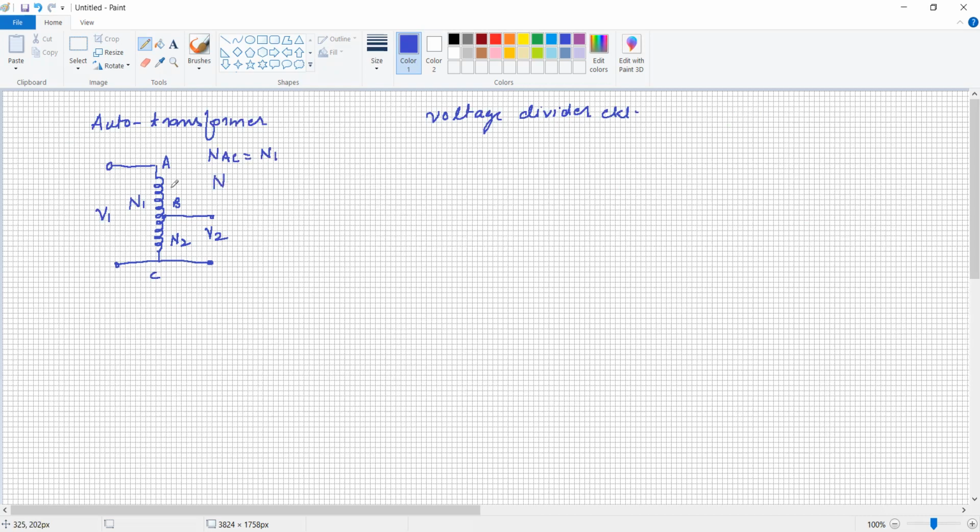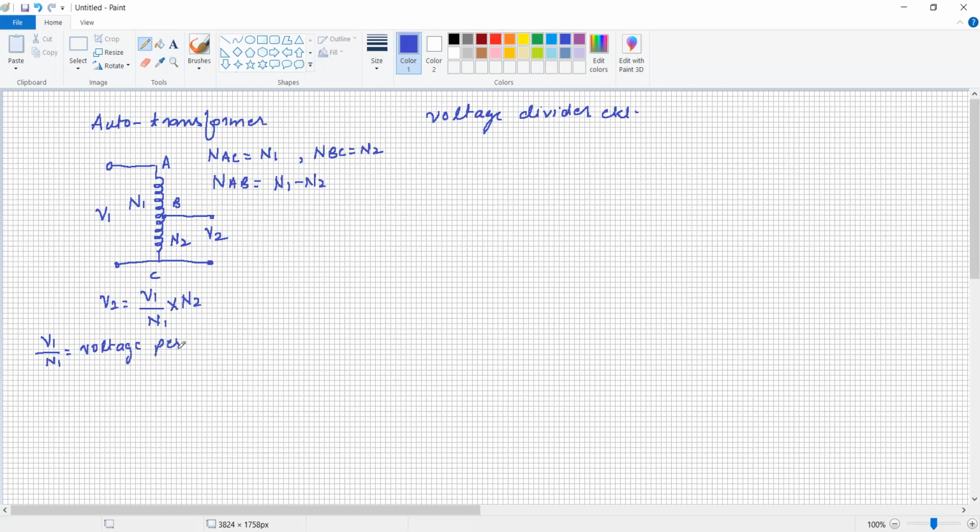Number of turns NAB we will write first. Next, what is the number of turns from B to C? So NBC is equal to N2. So in this section, NAB is equal to N1 minus N2. These are the number of turns. Under such condition, V2 is equal to V1 upon N1, the voltage per turn, multiplied by the number of turns N2, where V1 upon N1 is the voltage per turn.